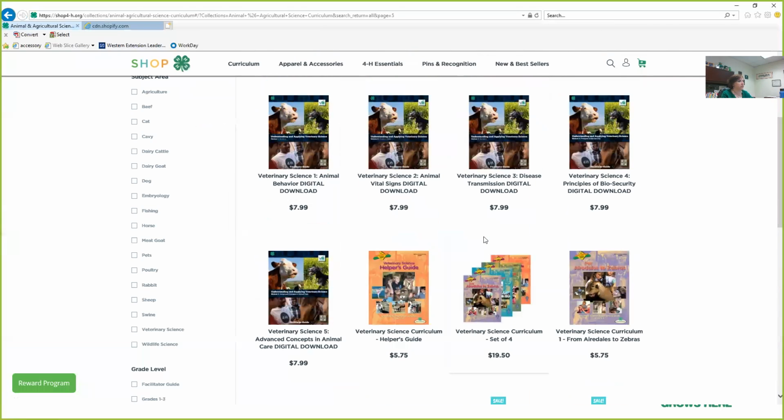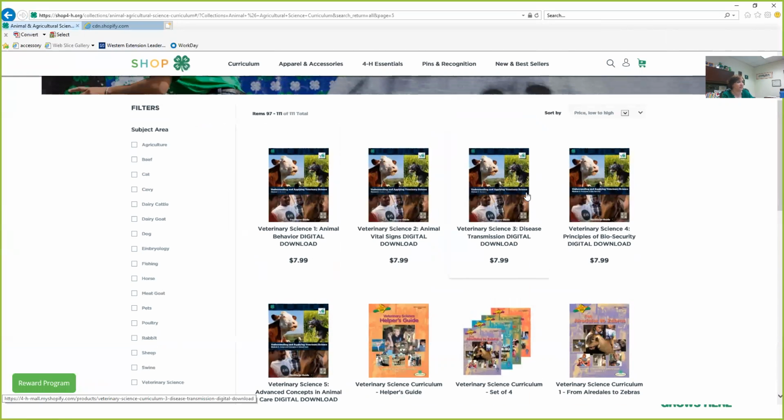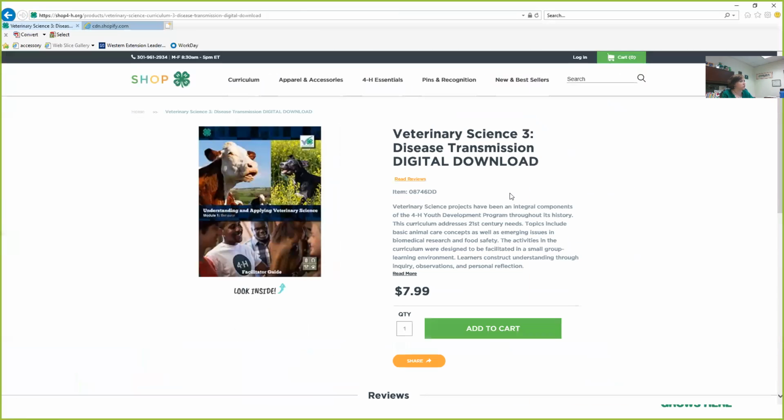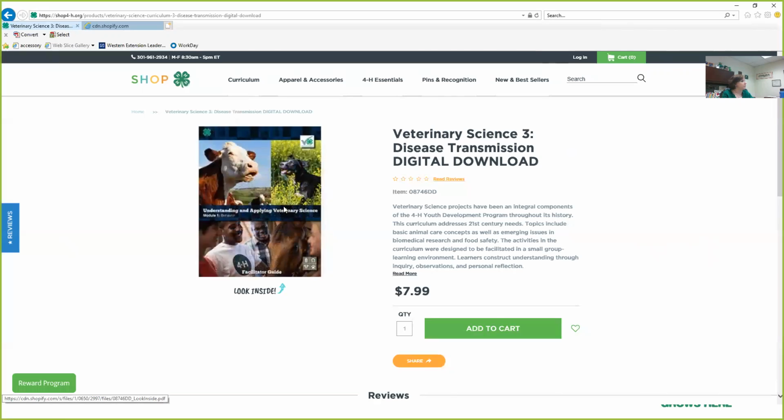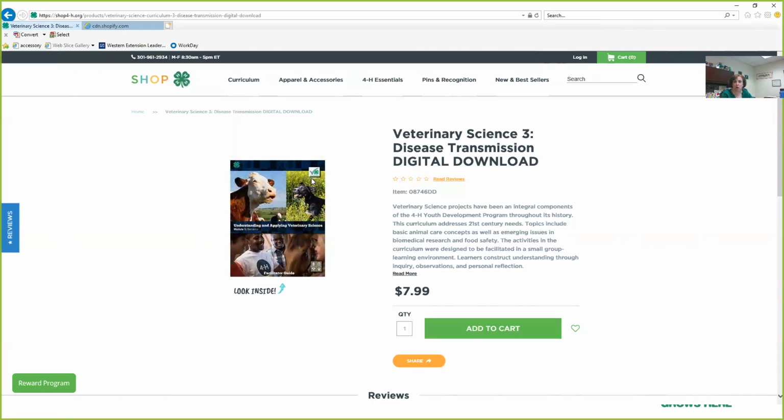Let's see, here's vet science. Because vet science changes, they have these as a digital download. The piece that I wanted to show you is there are two things to look for on the curriculum. You can see this little check mark with the clover? That means that it has gone through the vetting process at the national level. So that's kind of, as we said this morning, a good housekeeping mark of approval, or check of approval, or whatever it is.